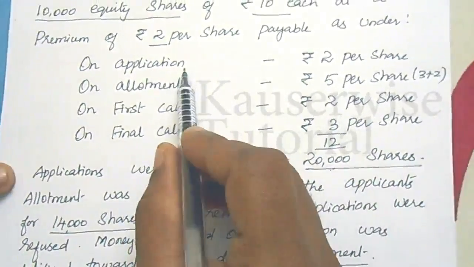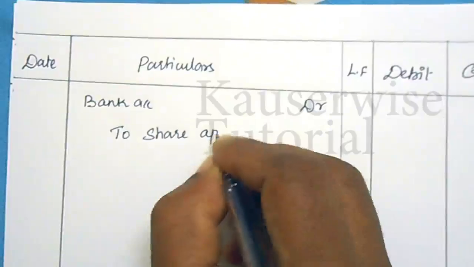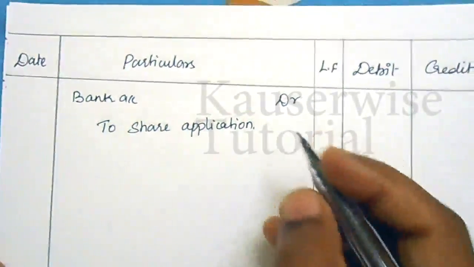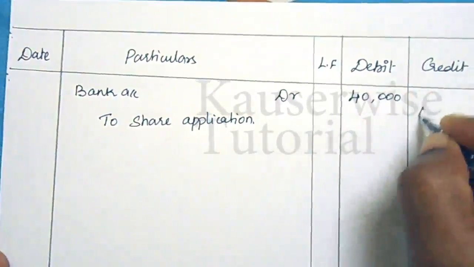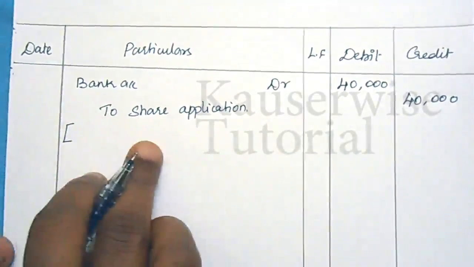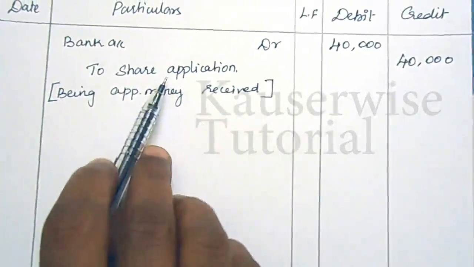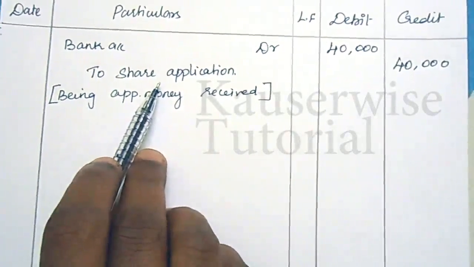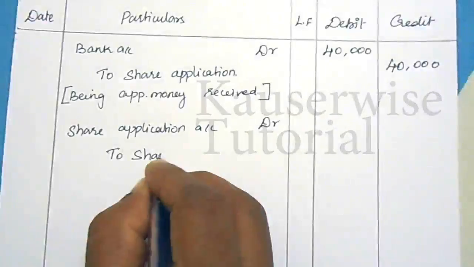So what is the entry for that? Entry for the transaction is Bank Account Debit to Share Application. How much? 20,000 into 2 rupees, 40,000. Write the narration: being application money received. Okay, so the next entry is, after receiving the application money, it will be transferred to share capital. So the entry for the transaction is Share Application Account Debit to Share Capital.